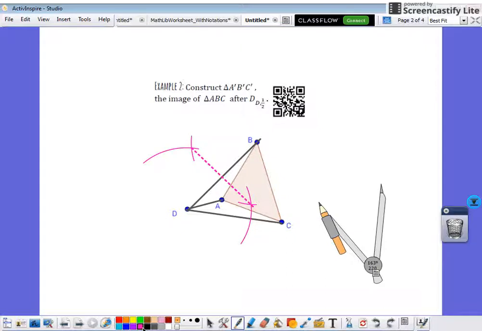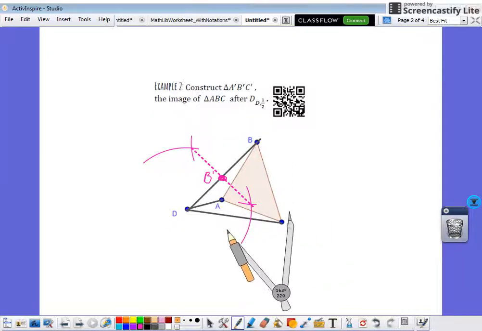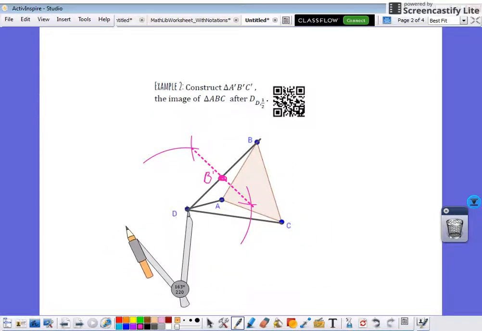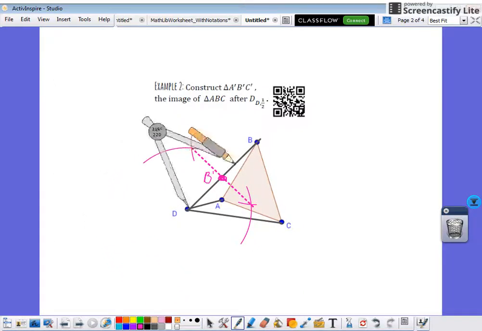It is the perpendicular bisector, but what I'm really interested in is this point right here. This point that's halfway between D and B, and that's B prime. I've cut the distance in half, or dilated that point with a scale factor of 1/2. So I did that for point B. I need to repeat the process for point A and for point C.